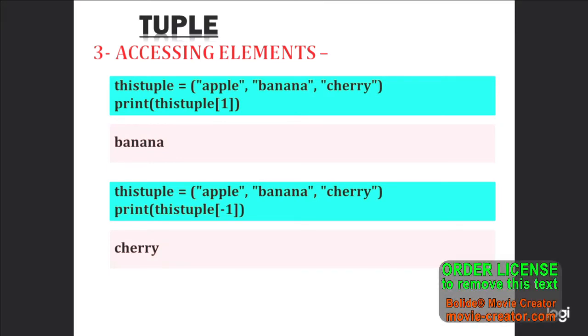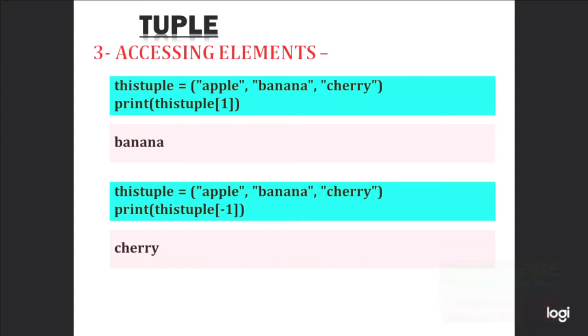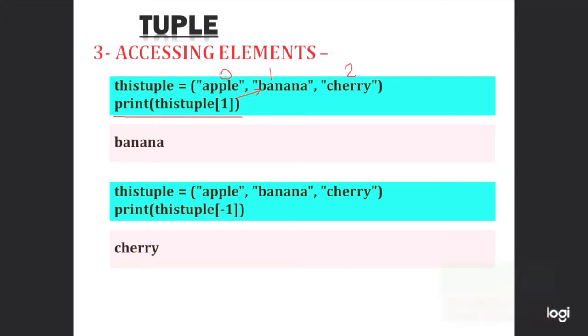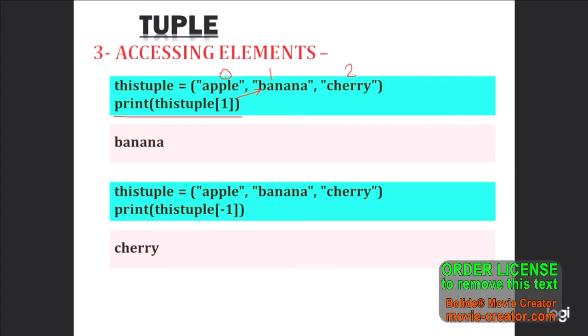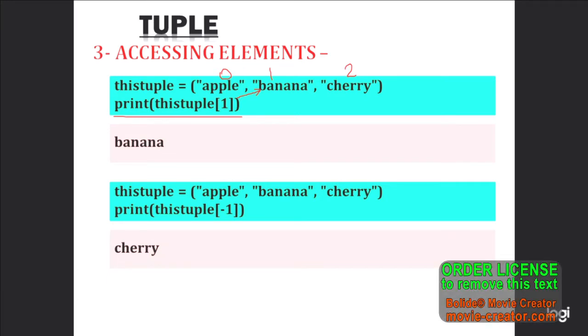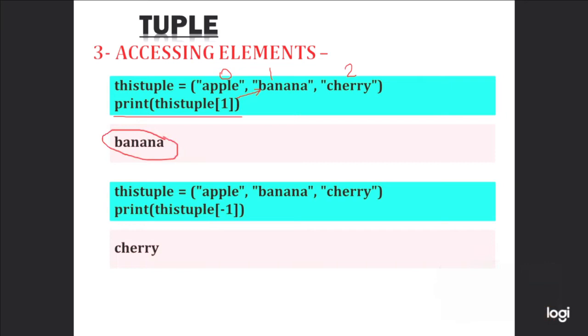Suppose this is the tuple and you have inserted items. 3 items are here having index numbers 0, 1, 2. If you have mentioned to access the item at index 1, then it will obviously print banana, because banana is having index number 1, or you can say index number 1 is having item banana and the output will be banana.